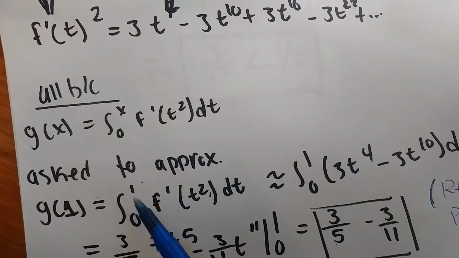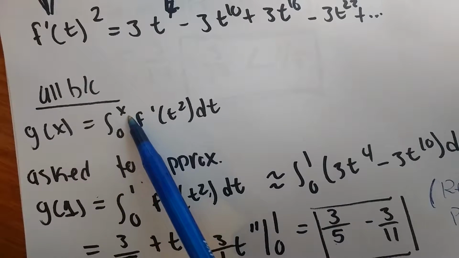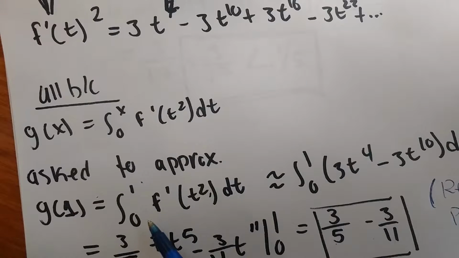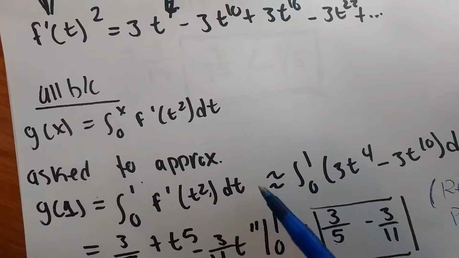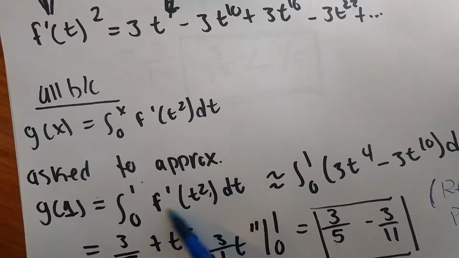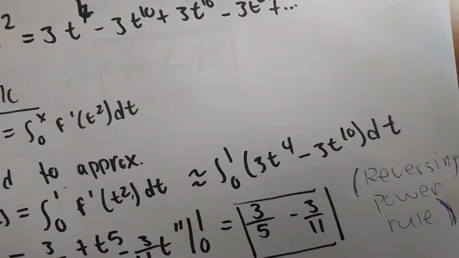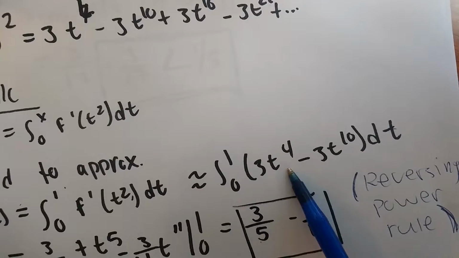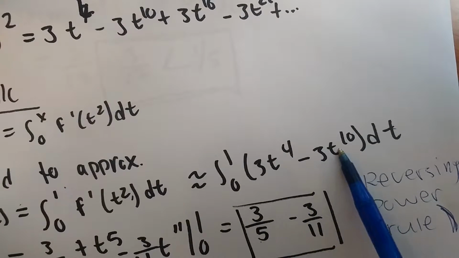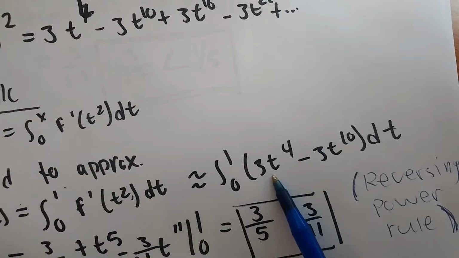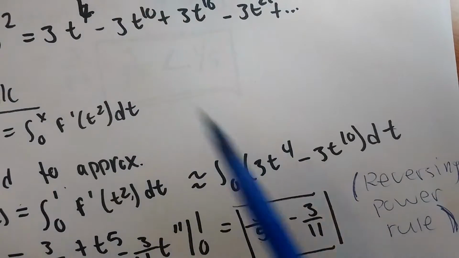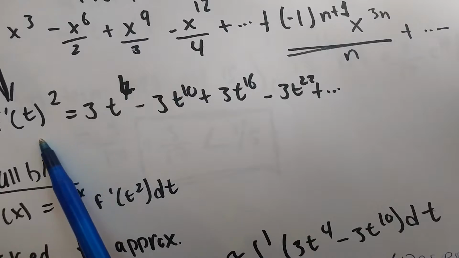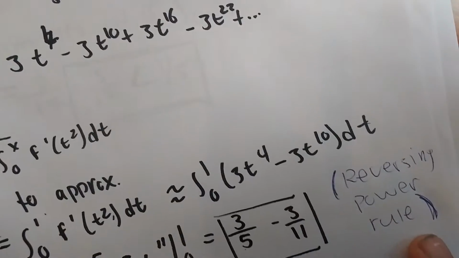So g of 1 is going to equal the integral with bounds 0 and 1, because since x is 1, we can plug in 1 for the upper bound. So it's the integral of f prime of t squared dt, and this is what it should equal. It's approximately the integral from 0 to 1 of 3t to the 4th minus 3t to the 10th dt, and I'm just picking the first two terms from the f prime of t squared that we found right here.